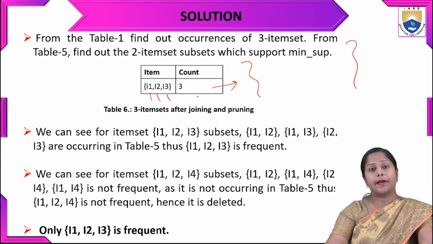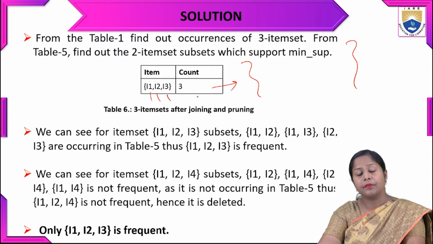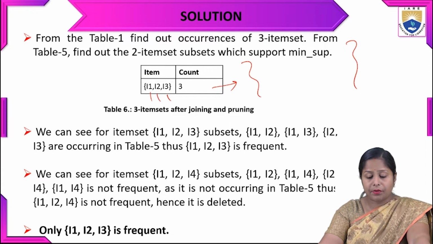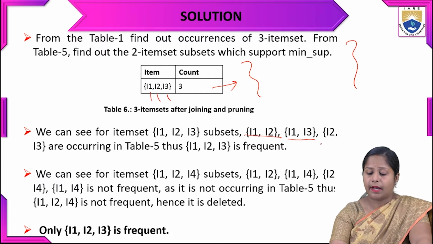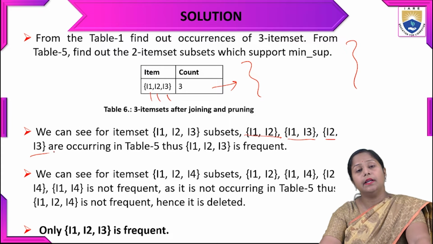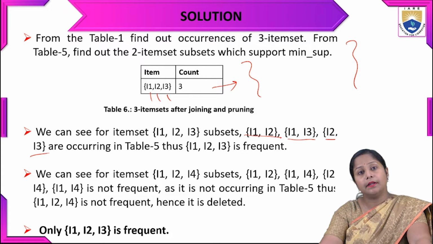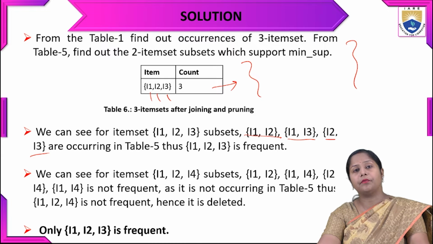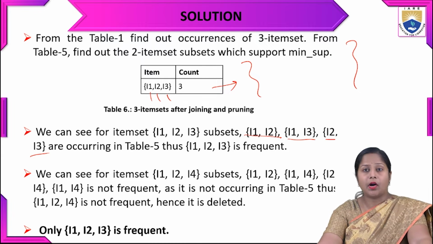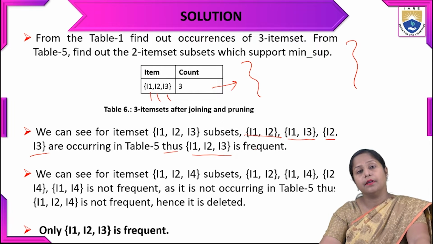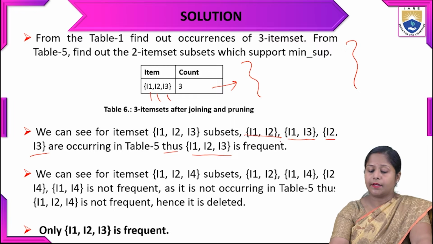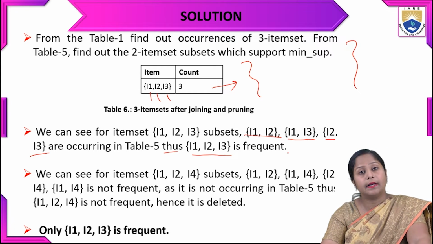If we check the 2-item sets with this particular table, what we will find is that the subsets were I1, I2, I1, I3, I2, I3. So there were 3 subsets that we can relate to from the earlier tables. Those are occurring in table 5, so the set I1, I2, I3 is frequent. We can relate that it occurred as a subset also in the earlier tables, but it occurred as a frequent item set after all the steps.